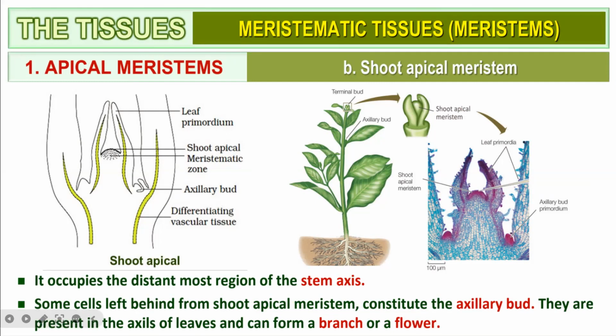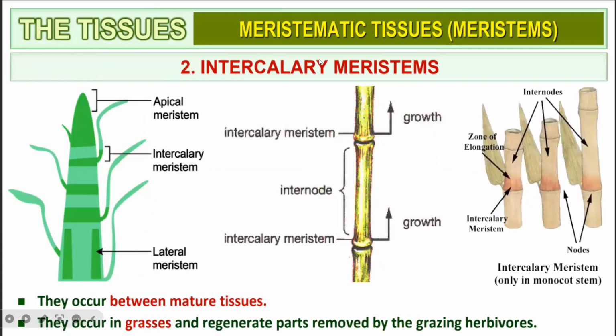From here you can get a branch or a flower. So don't write anything about shoot apical meristem. Next is intercalary meristem. This is node, internode, node, internode and node. Here they are present. Intercalary meristem is present at the node.